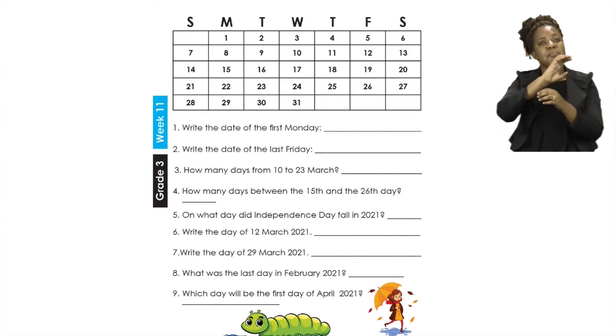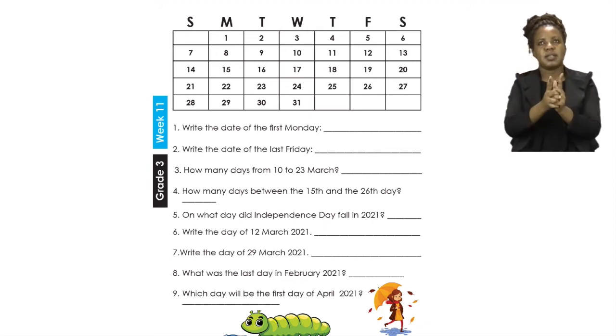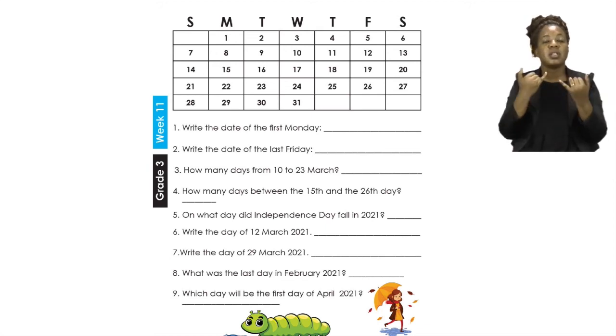And it's saying what was the last day. In this case, the last day was Sunday. So I'd like you to please write the word Sunday. Now the rest of the information about the calendar, I'm sure you'll be able to fill in by yourselves.